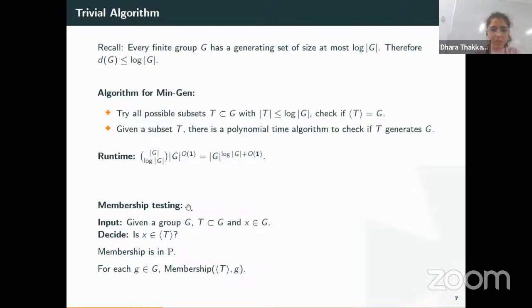So if we use this membership testing, then we know that... What is the trivial algorithm? Sorry. What is the algorithm for membership testing? So, for example, let's say you have a Cayley table. We want to do membership testing in Cayley table. So, how can you do it? You have elements of T.